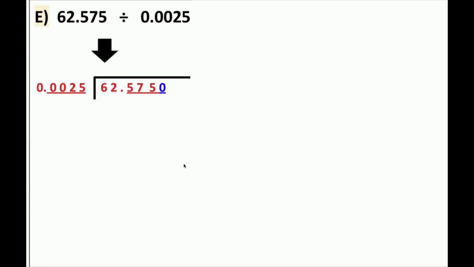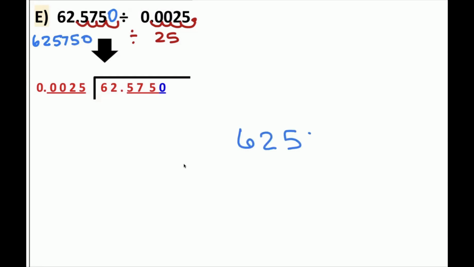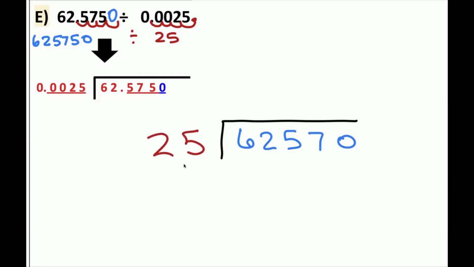In problem E, to start off, you should have moved your divisor 1, 2, 3, 4 spaces forward to get 25. And when we do the same thing in our dividend, 1, 2, 3, 4, you can see there's nothing in our 4th loop. That's why we're going to add a 0, and our new dividend will be 625750. So first, make sure you set up the problem correctly. It should look like this, except hopefully a little bit neater. And then once you've solved, come back to the video.